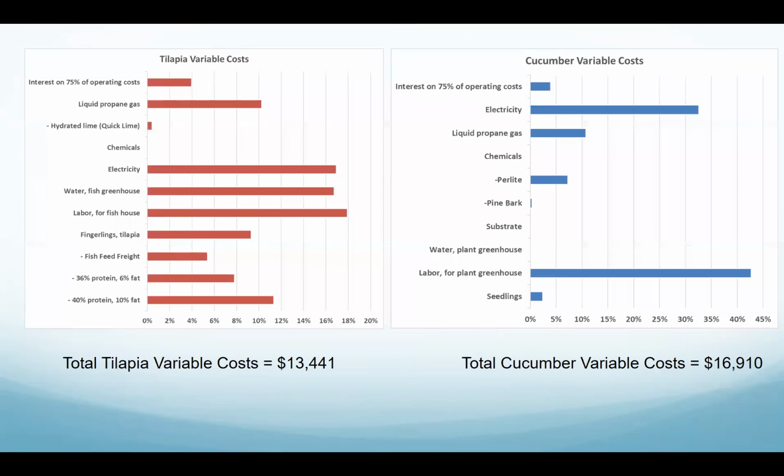And looking at the tilapia and cucumber variable cost in this bar graph as percentages, you can see the major costs for the tilapia were electricity, the water, and the labor. And for the cucumbers, it was the labor and electricity. So both of them share labor and electricity as one of the major costs. Now the water, interestingly enough, we only charge once for that going into the fish greenhouse. So we have a big charge for it here, but since it's the effluent leaving it going to the cucumber greenhouse, we're not charging for that a second time.